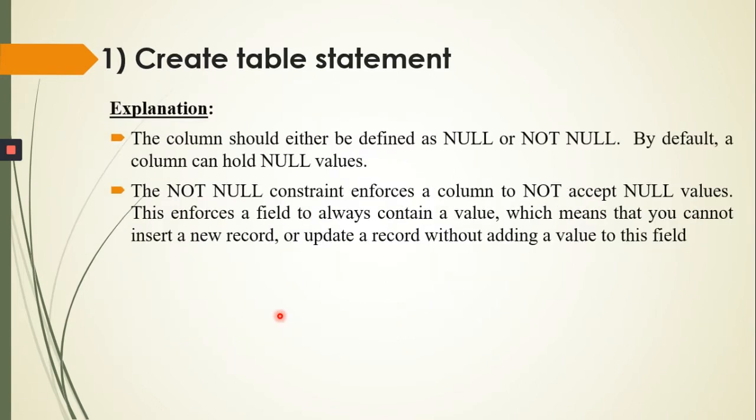Now, the column should be defined as either null or not null. By default, a column can hold the null value. If we write not null, then it must not be empty. If we are not writing anything, then by default it is null, so it can accept the null value. The not null constraint enforces a column to not accept null values, so there must be some value. This enforces a field to always contain a value, which means that you cannot insert a new record or update a record without adding a value to this field. So not null means there must be some value.